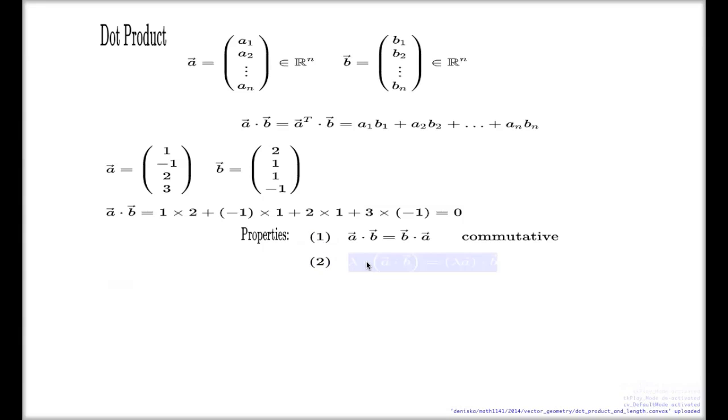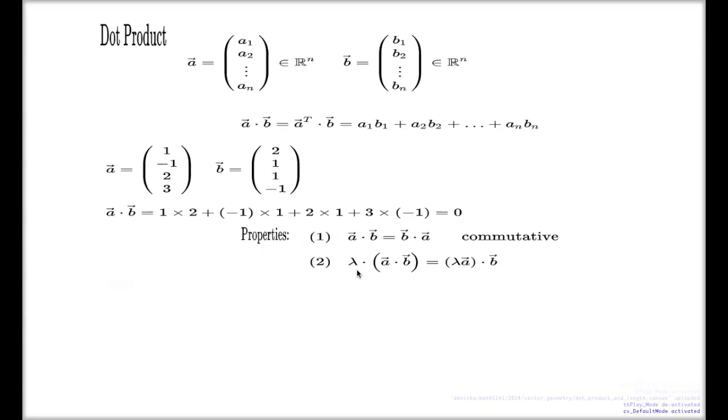This is property number 2. Property number 2 says that you can take the scalars across the dot product. This bracket, that's the number. If you multiply this number by another number, you can take this number across the factors individually, and that will not alter your dot product.